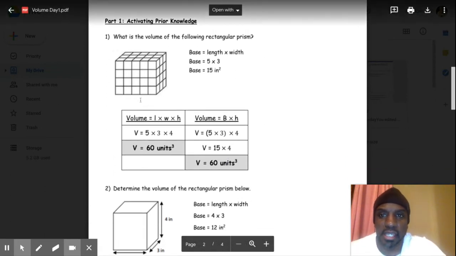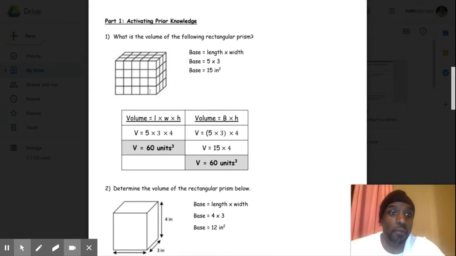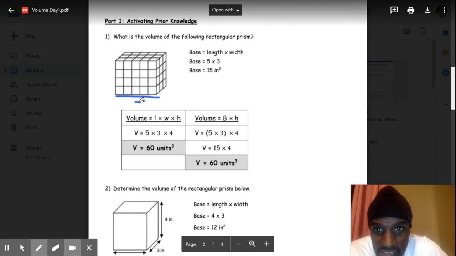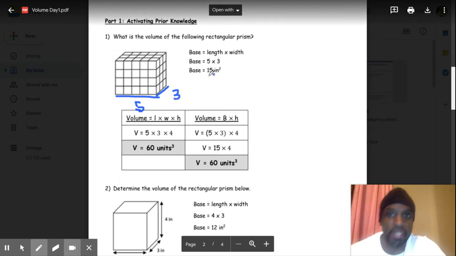This one is that each block here has a volume of 1 unit cubed. So how many blocks do we have here? Let's look at this. You have 1, 2, 3, 4, 5. So you have 5 blocks here. So this is 5. Let me see if I could draw a 5 there. And I cannot because this pen does not want to work with me. 5. And how many we have here? We have 3. So we have a length of 5 and we have a width of 3.